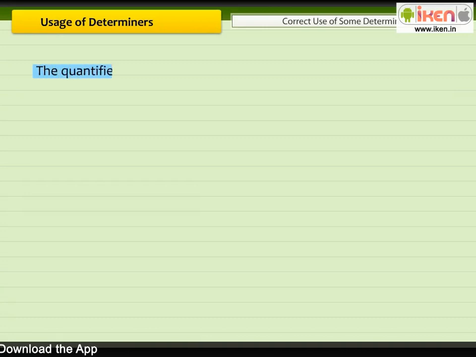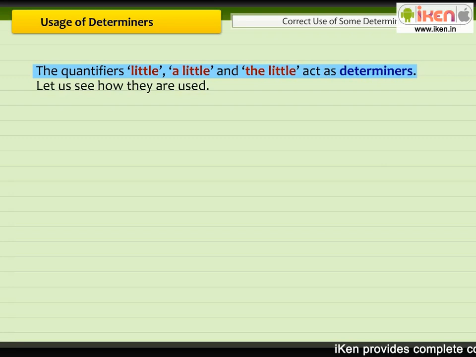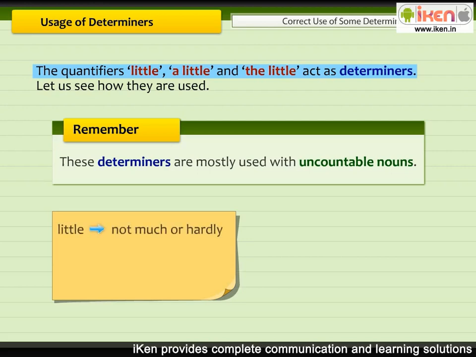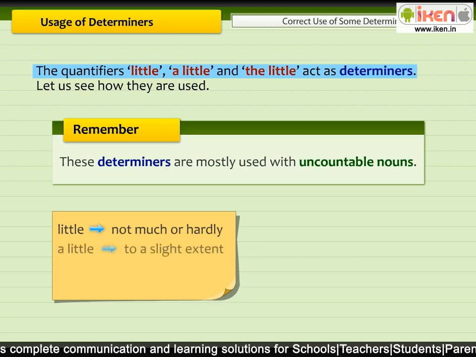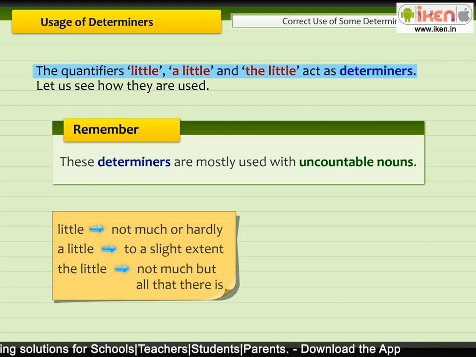The quantifiers little, a little and the little act as determiners. Let us see how they are used. Remember that these determiners are mostly used with uncountable nouns. The determiner little means not much or hardly. It conveys a negative sense. The determiner a little means to a slight extent. And the determiner the little means not much but all that there is.